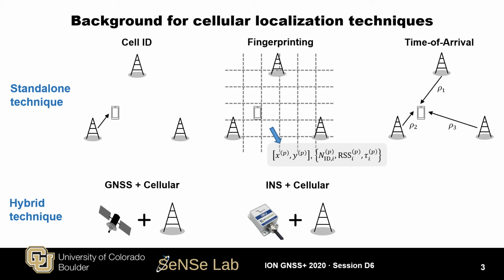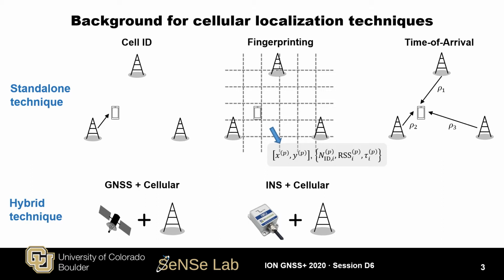Talking about cellular localization, there are two categories of techniques in general. Standalone technique means that localization is achieved solely relying on cellular networks. Such techniques include the cell ID method. An easy explanation is to consider the position of the serving cell that the user is connected to as the user location. Intuitively, this method is very simple, but only provides limited accuracy.